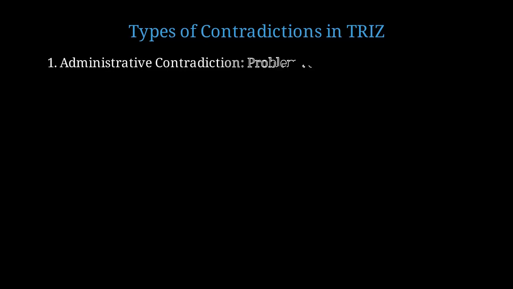First is the administrative contradiction. This is when a problem seems completely unsolvable. We don't even know where to start. The solution here is to reframe it as a technical or physical contradiction.